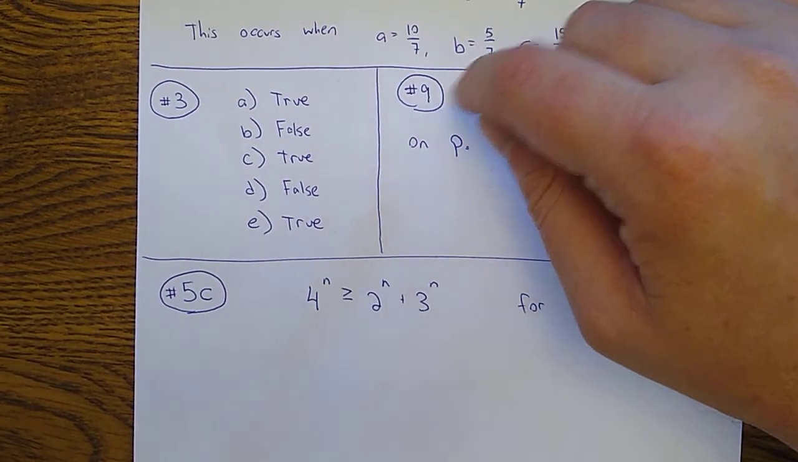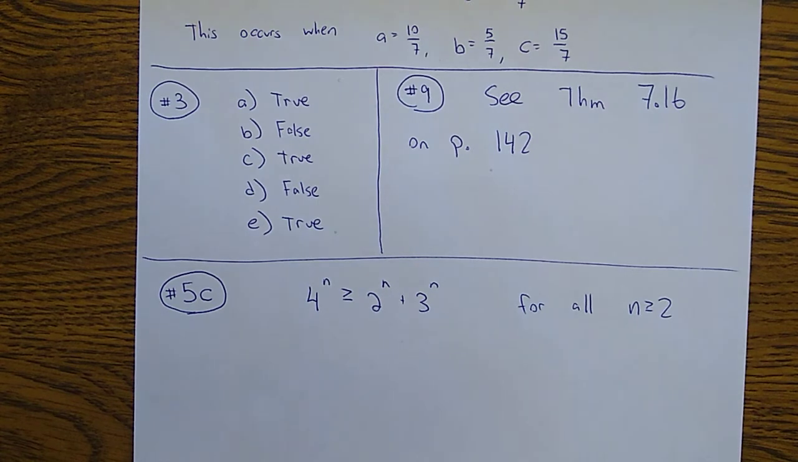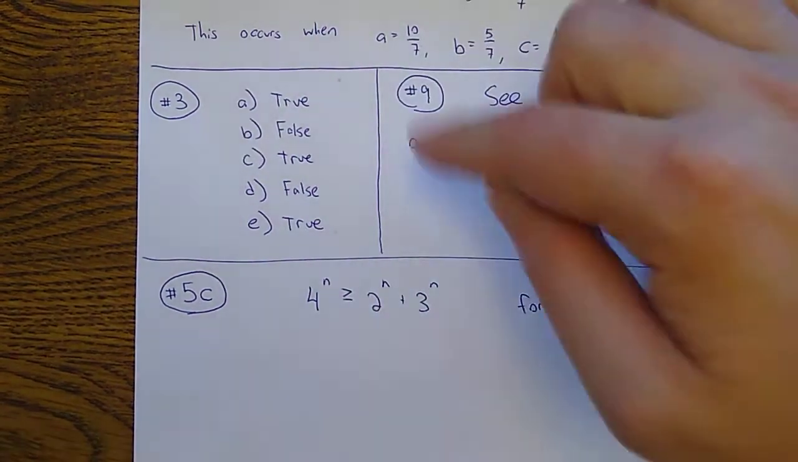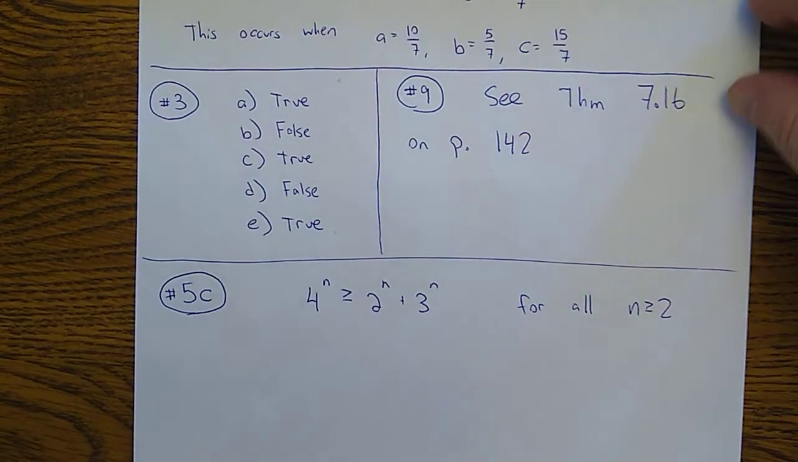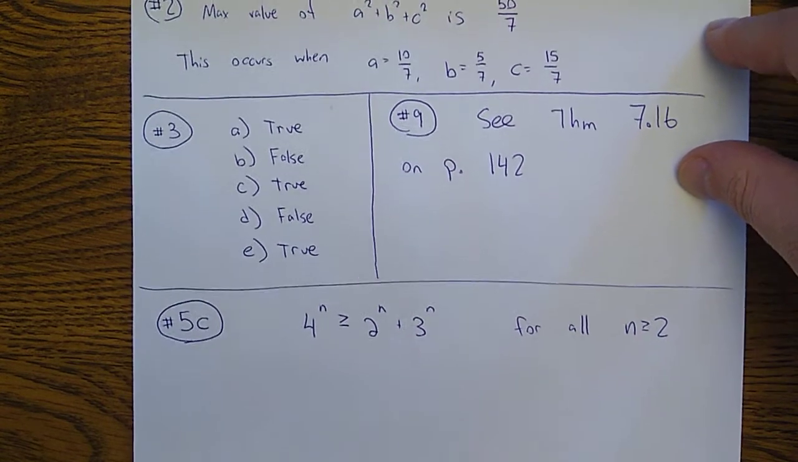Also, number nine is actually in the book. You can see theorem 7.16 on page 142, which proves that congruence modulo n is an equivalence relation. So yeah, I can say more about those if you like, but I wasn't really asked too much about those, just for where the answers are.